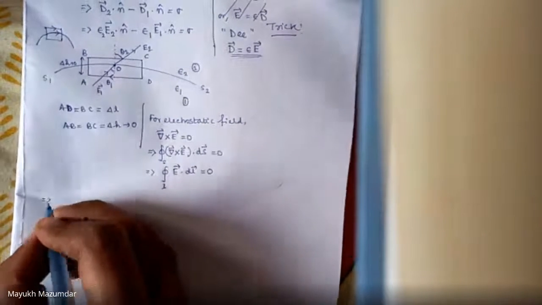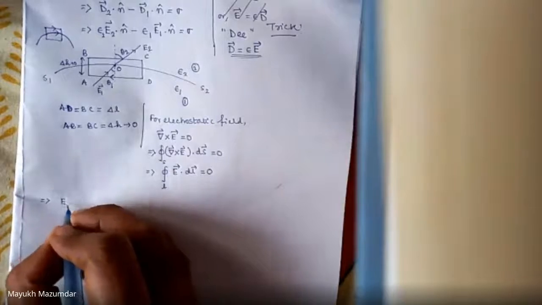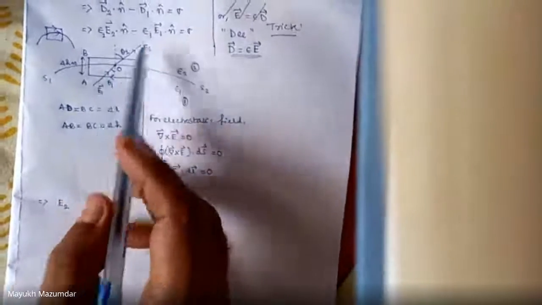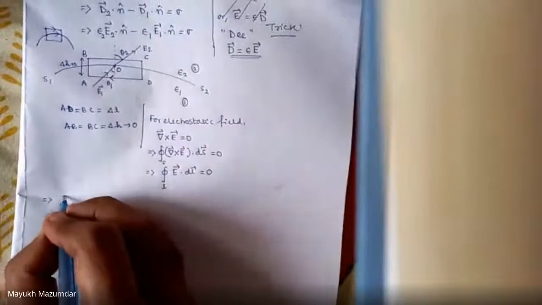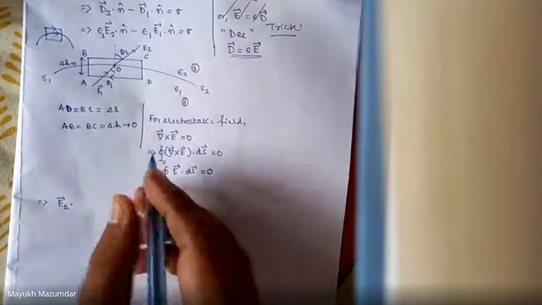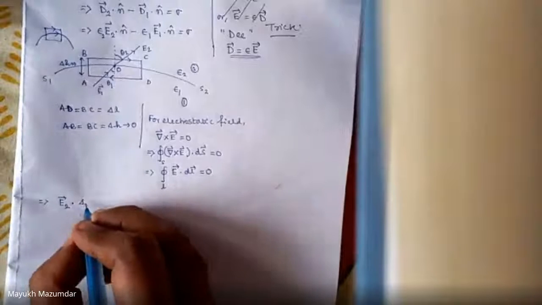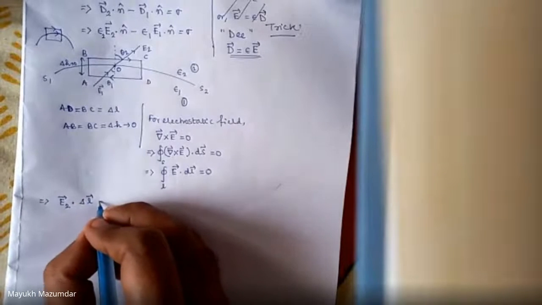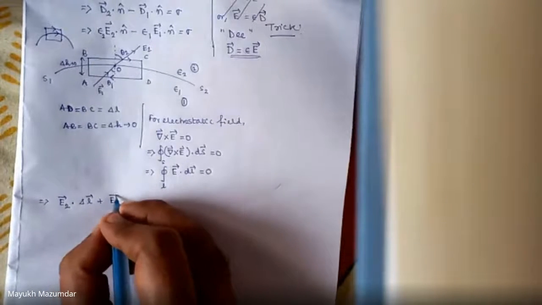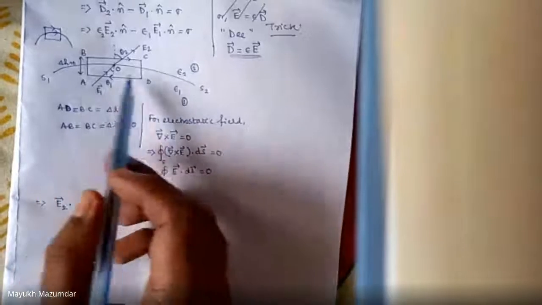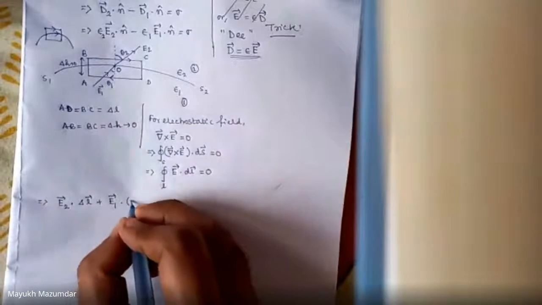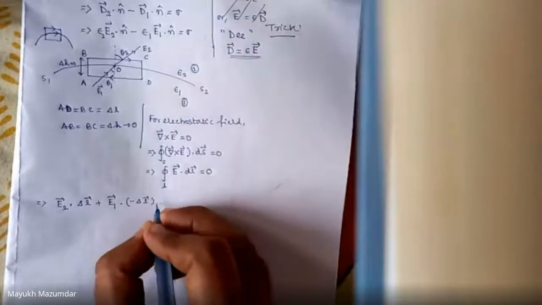So if I expand this, what will I get? I will get E2, in the second medium, dot the length BC. But since this is a vector, you have to keep track of the direction. So left to right, it is this, plus E1. What is the length here? It is also delta L, but it would be minus. Why? Because the direction is opposite to the above one. That is equal to 0.